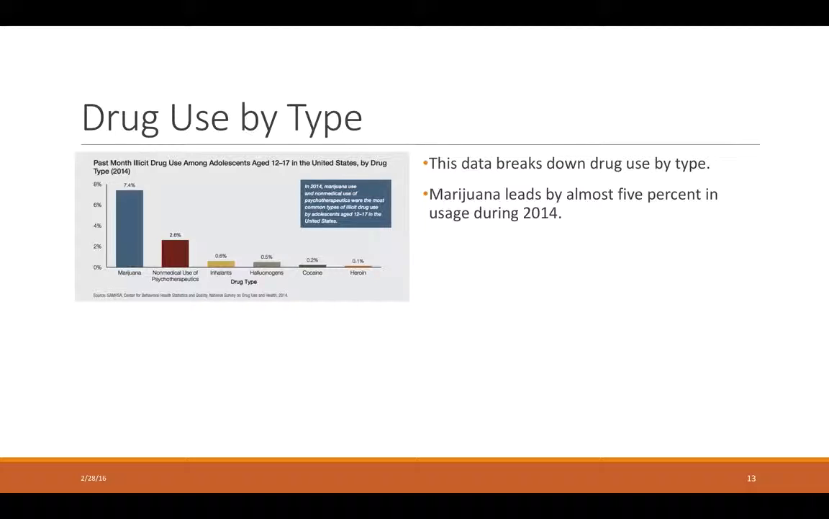This slide depicts the type of drugs that were broken down, that were misused by adolescent students. As you can see, marijuana is more used by almost 5% over the second place finish of the non-medical use of psychotherapeutics, and other ones are well under 1% and are marginal at best, leaving marijuana to be clearly the top usage drug.